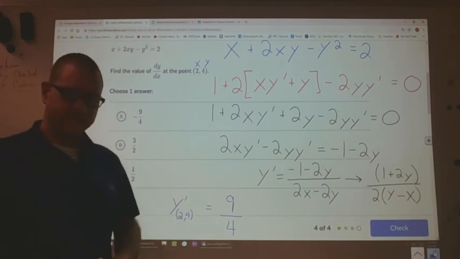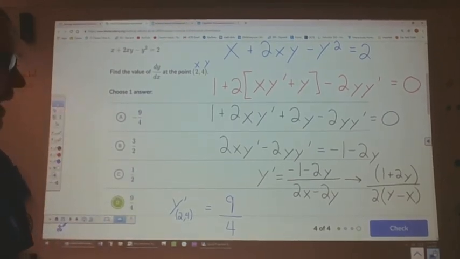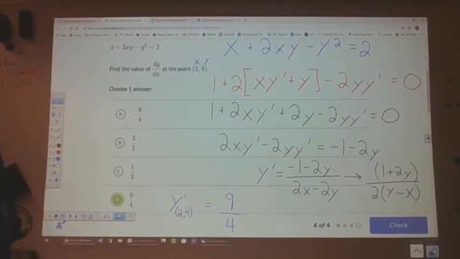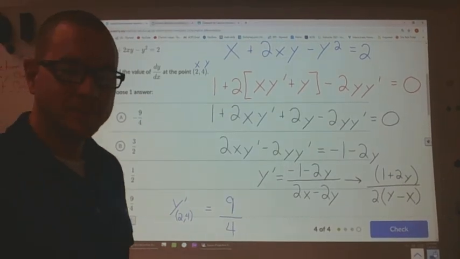I'm not going to check it because it'll mess up my average on Khan Academy, but you can assume it's correct. Yeah. All right, guys, that's implicit.